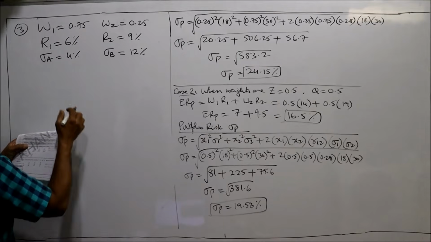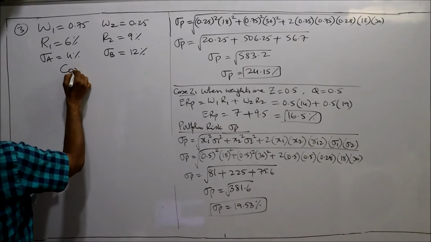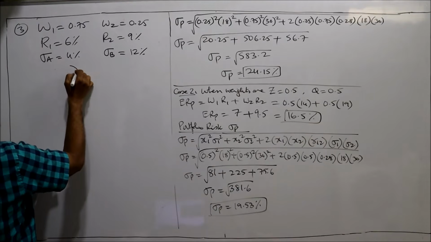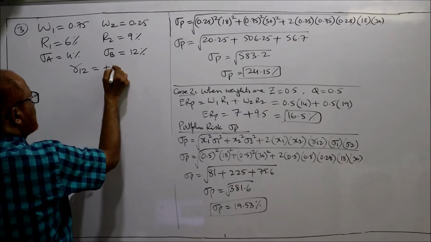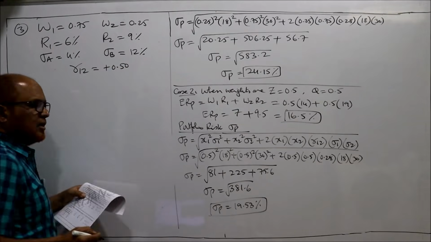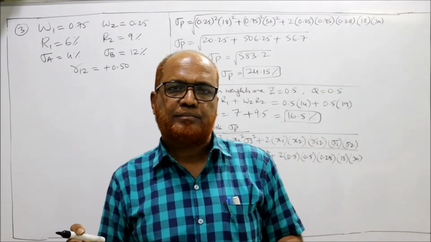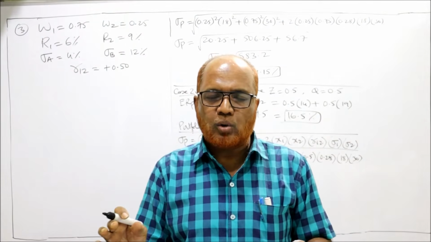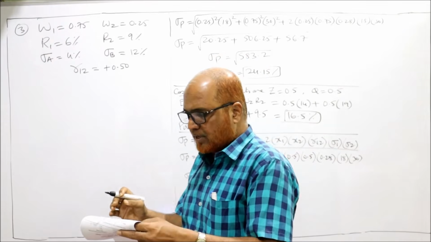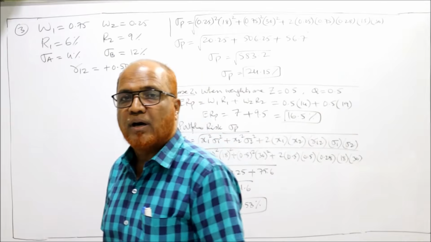And respectively, the correlation coefficient, or we can take R, between the first and second security is plus 0.50. So the symbol of correlation coefficient is R12. 1-2 means first security and second security. The correlation between the two is 0.5. So from this we are required to calculate portfolio risk and portfolio return.